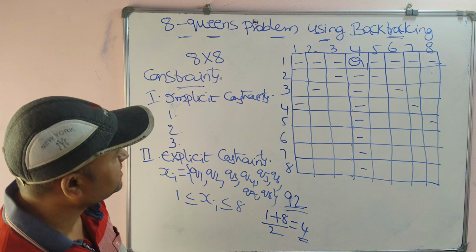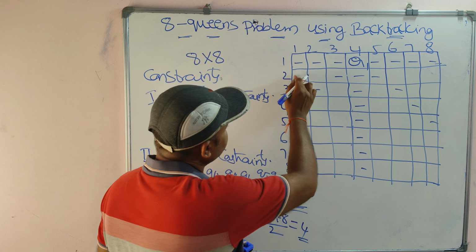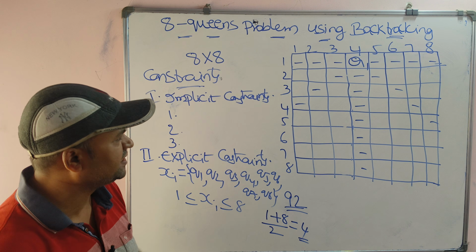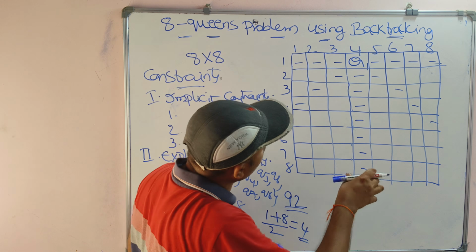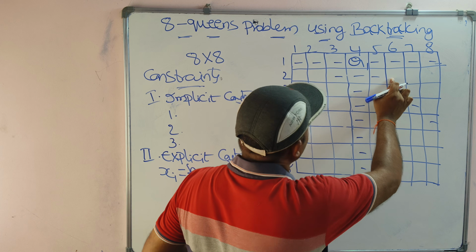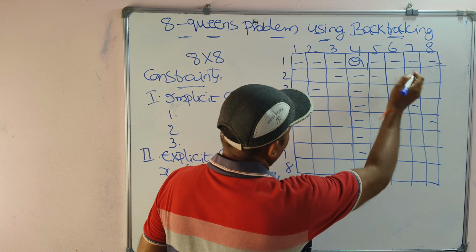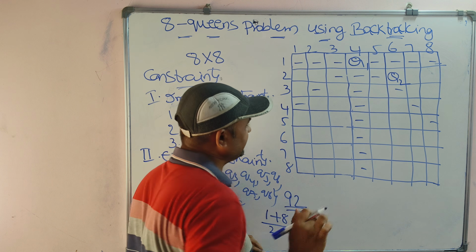Now let us place the second queen. For the second queen, how many possibilities are there? 1, 2, 3, 4, 5. So 5 possibilities are there. For placing the second queen, it is better to use the rightmost cells from Q1. So this is the rightmost cell from Q1. So let us place queen 2 in this cell.